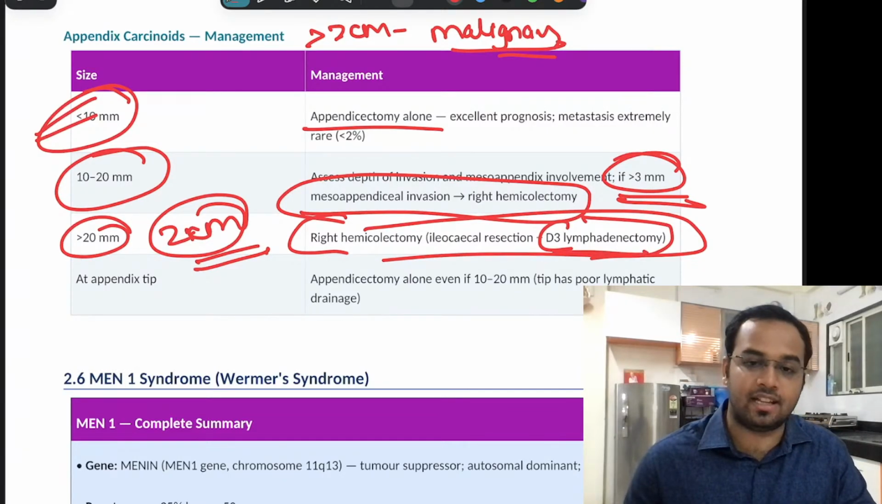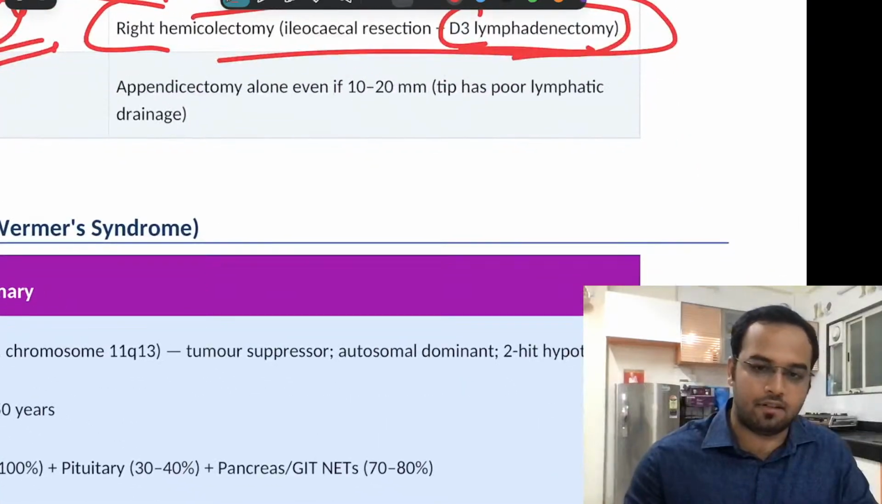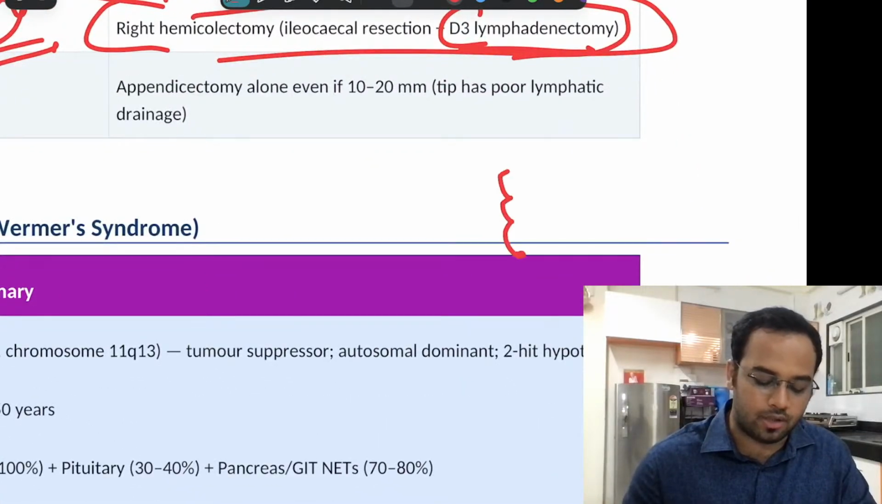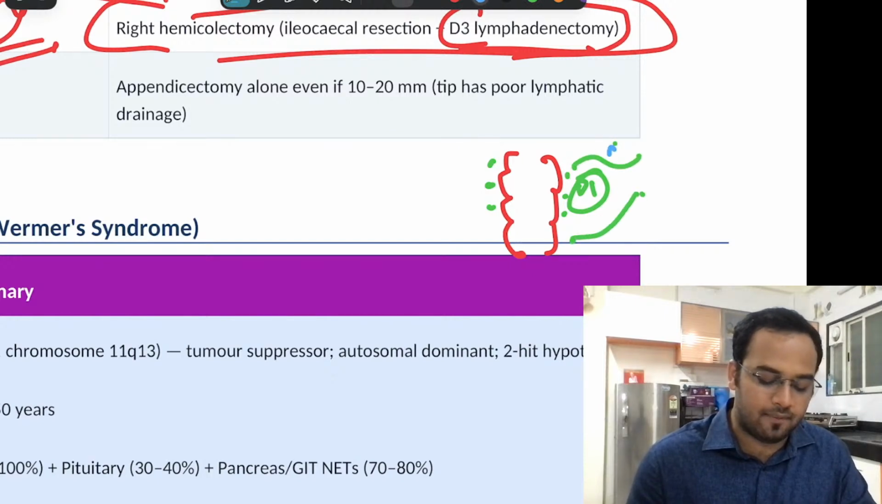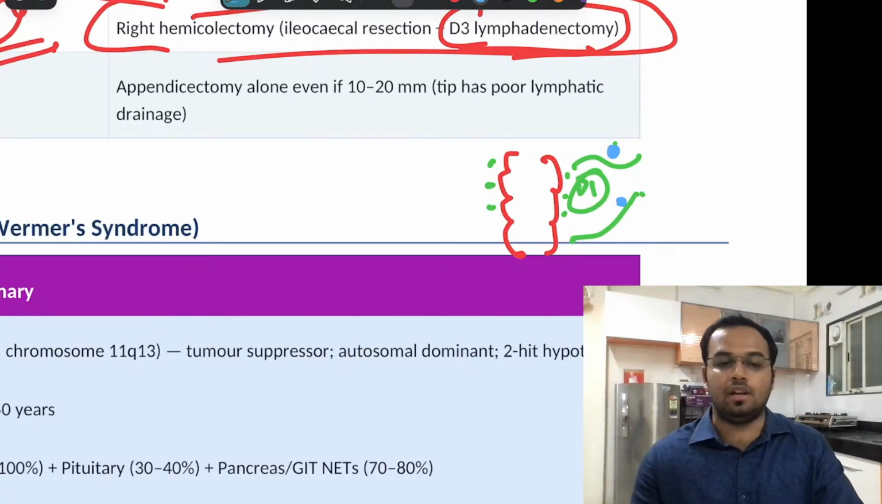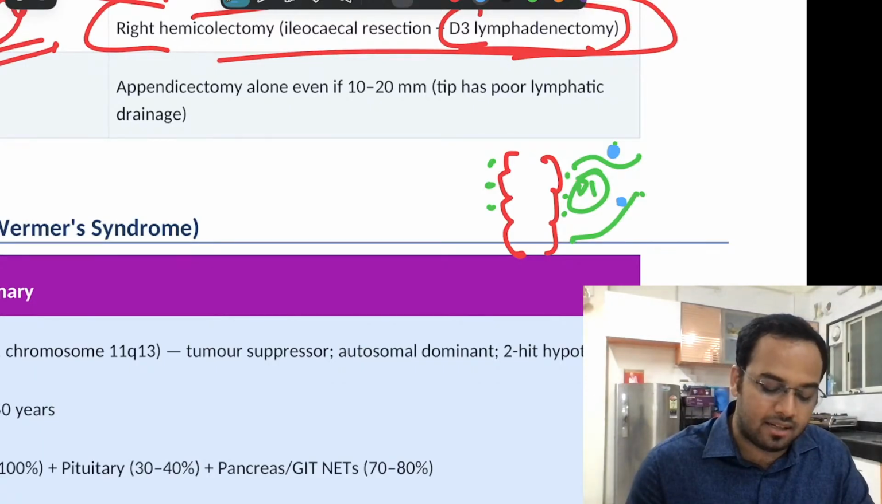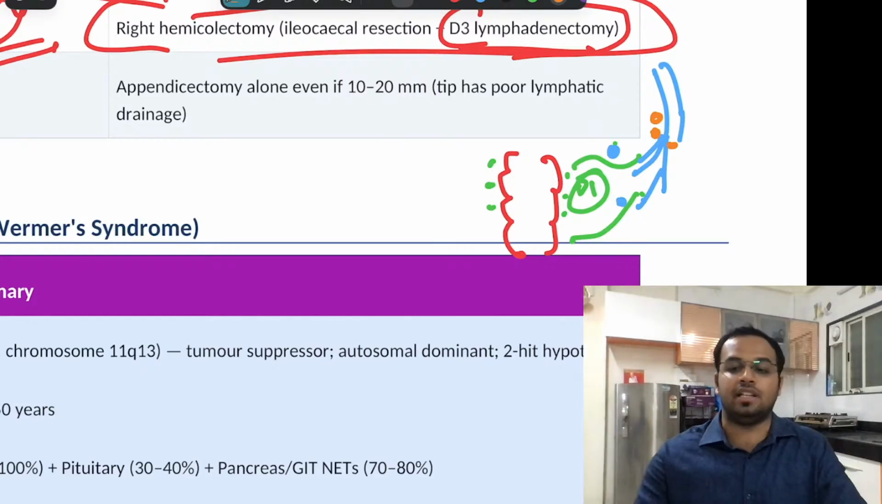So what is D3 lymphadenectomy? Whenever we talk about the bowel, let's consider this to be the colon. There are some lymph nodes along the colonic wall; these are the D1 lymph nodes. Then there are vessels which carry the colonic blood supply, and along these vessels there are lymph nodes called the D2 lymph nodes. Whenever the main superior mesenteric artery splits, let's consider that it splits here, and then there is a second branch here. The lymph nodes at the level of the superior mesenteric artery are considered the D3 lymph nodes.